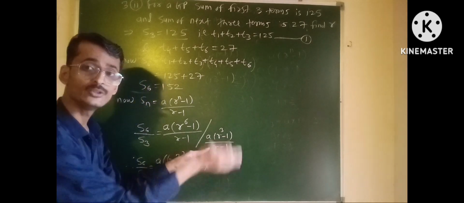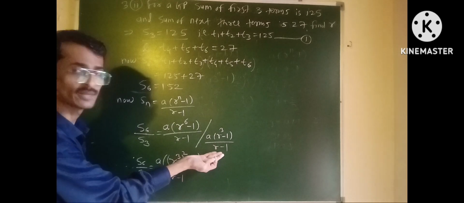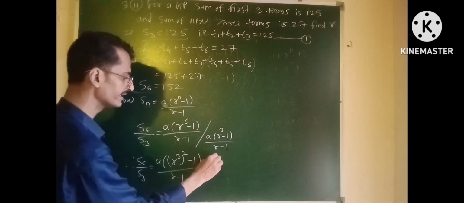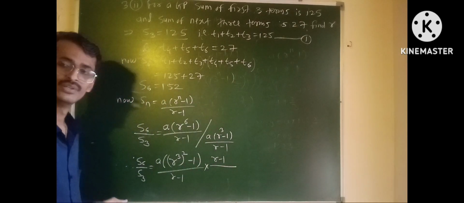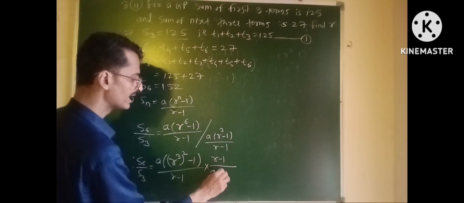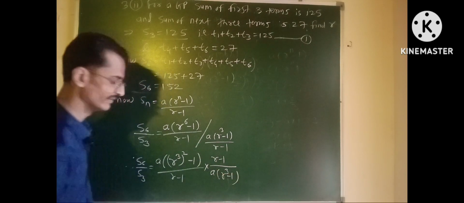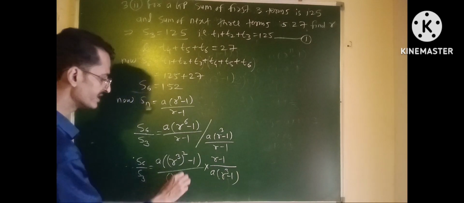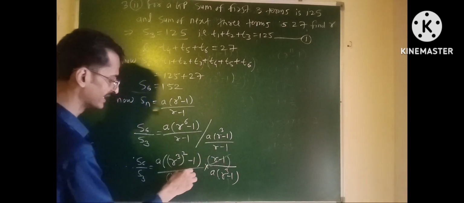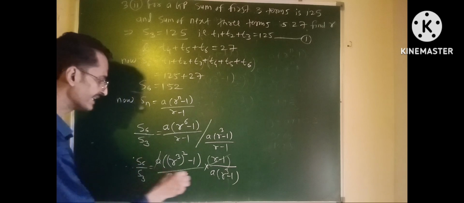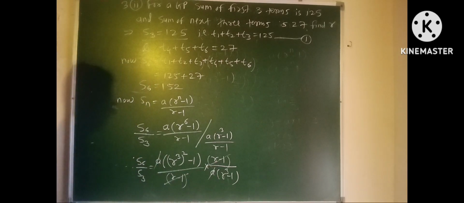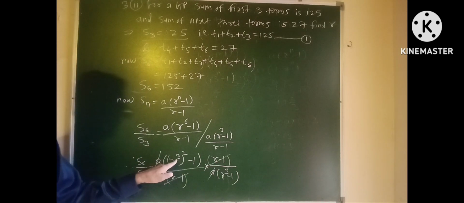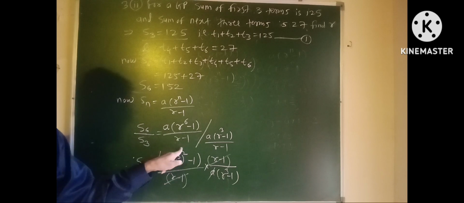Now write this in the numerator. So this upon R minus 1 we can write in the numerator. Here R minus 1 upon this A into R raised to 3 minus 1. So this R minus 1, suppose you write in bracket, these two get cancelled. This A and A get cancelled. Okay. Now this is R raised to 3 whole raised to 2.